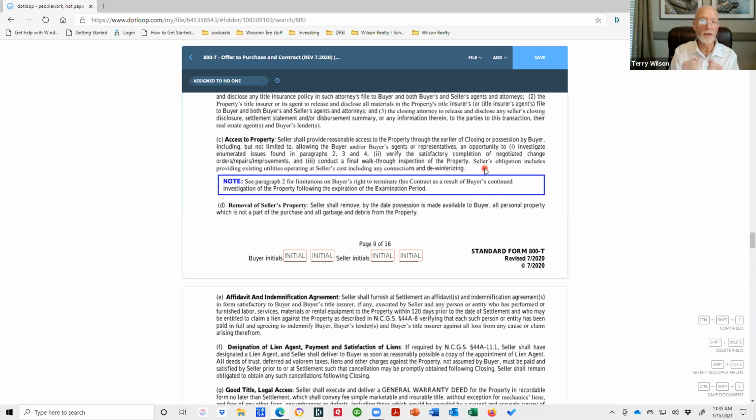So don't forget that. All our contracts state that it's the seller's expense, it's the seller's responsibility to have the utilities turned on so the buyer can do their inspection.